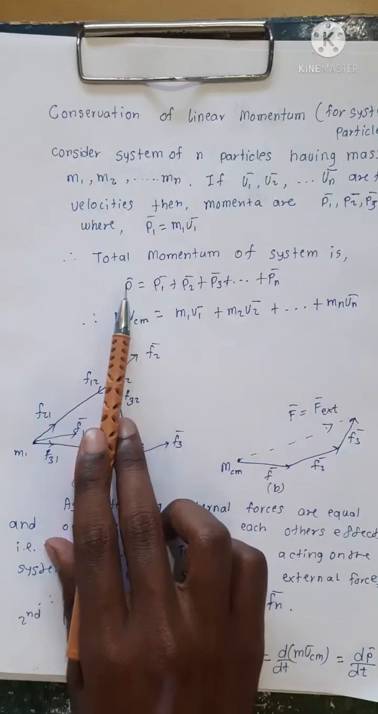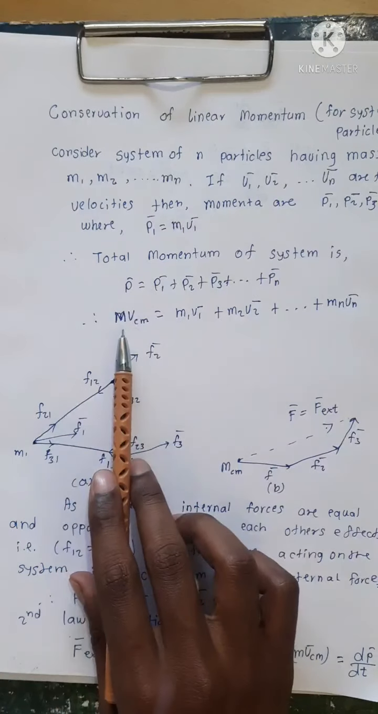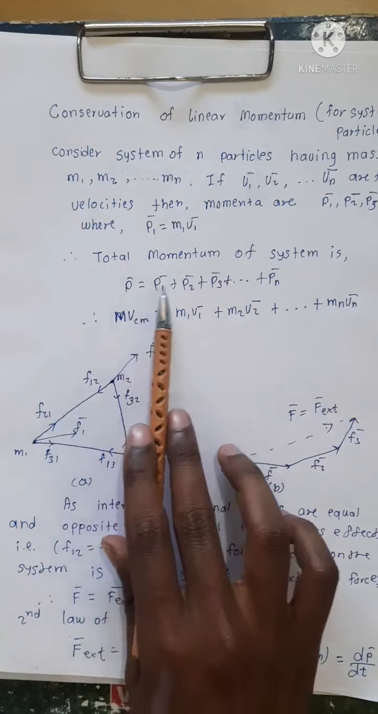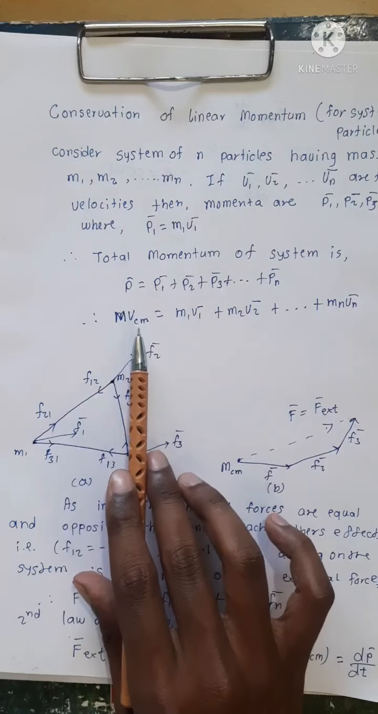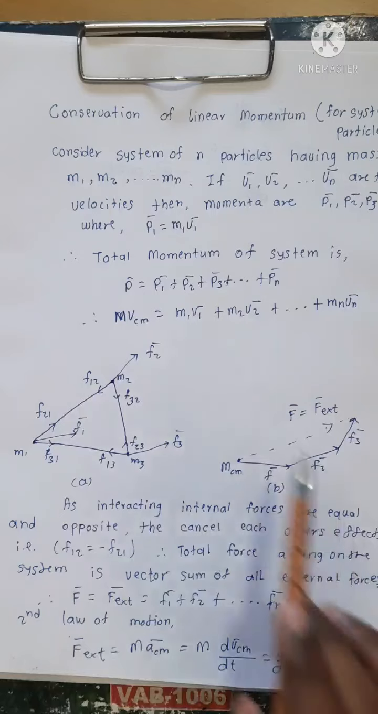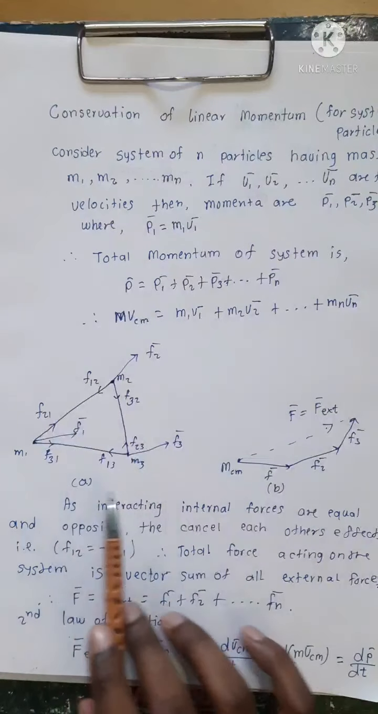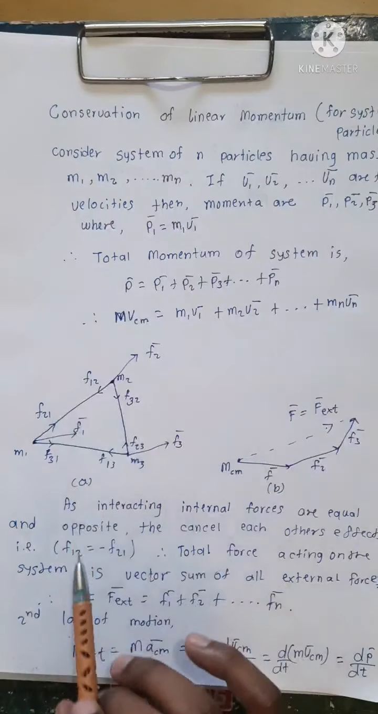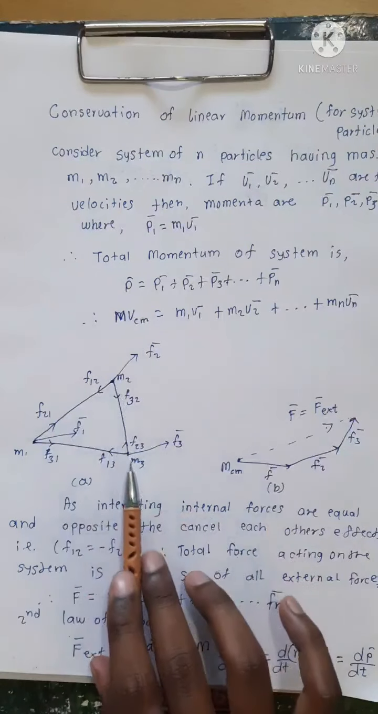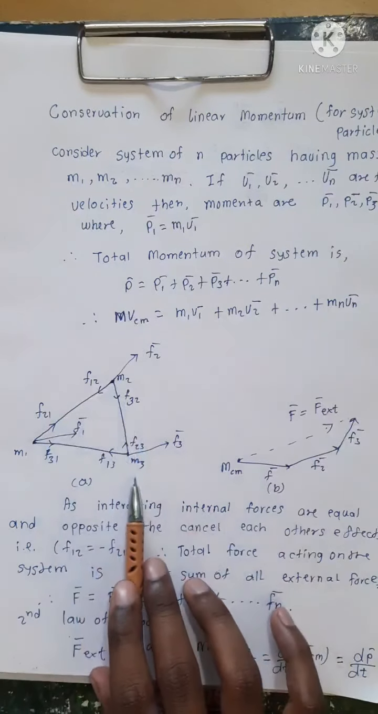Now we can write p bar in terms of mass and velocity also. Putting the values of momenta here, M v_cm, where v_cm is the velocity of the center of mass. Writing all these values, we get this equation. Now consider this diagram. Here we have a system of particles, three particles with masses m1, m2 and m3.